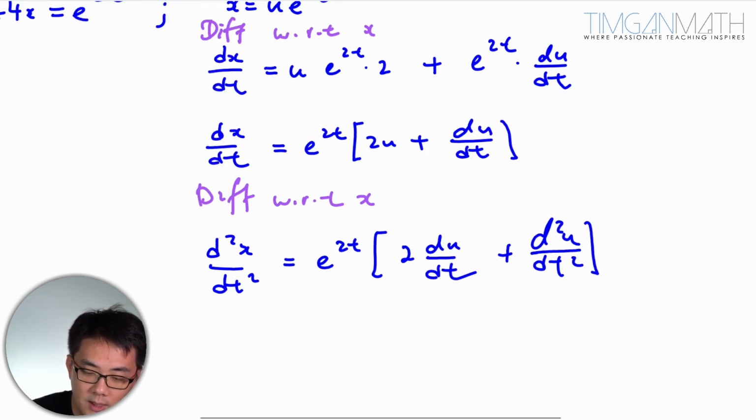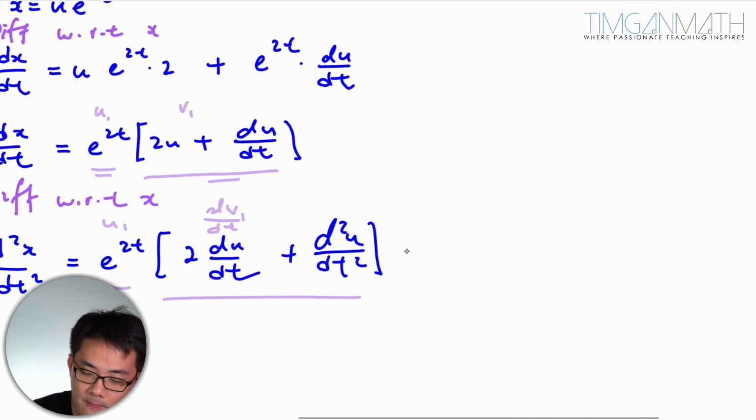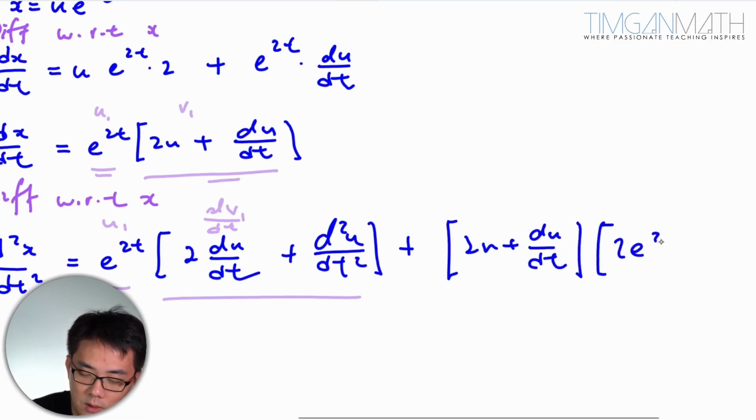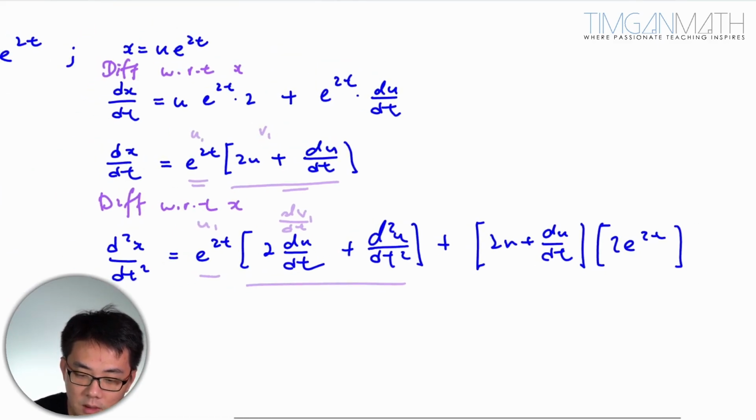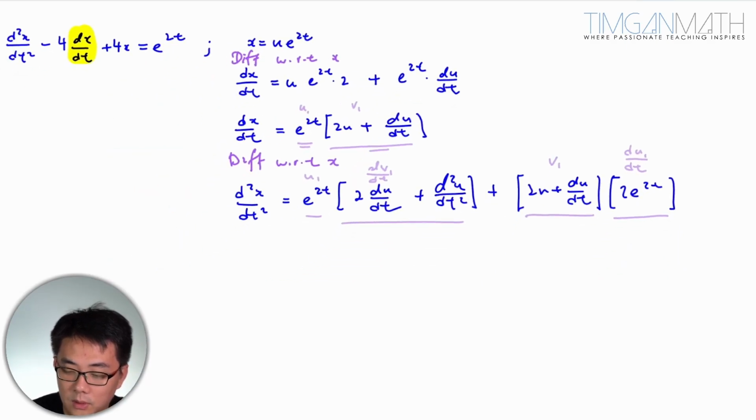Okay, let me color code it for you. This is your product rule. So this is u, this is your v. So you can make u1, v1. So this is u1 dv1/dt, plus v1 du1/dt, where the derivative of e^(2t) gives 2e^(2t). So this is what you do.